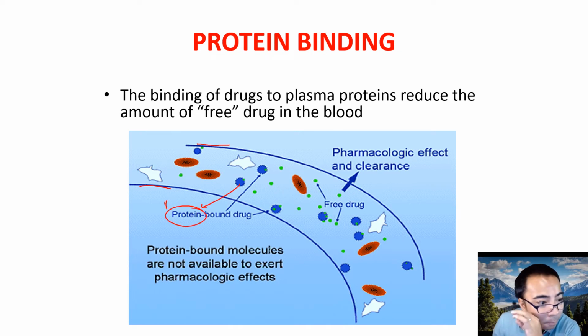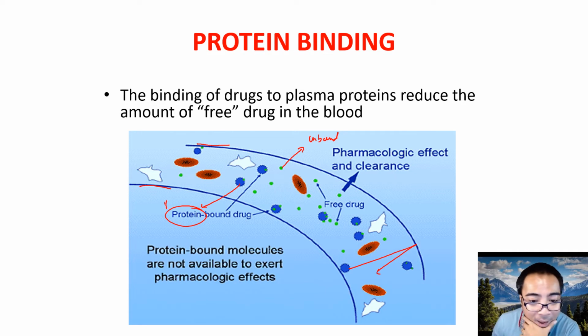So now, class, proteins are macromolecules, meaning these are large structures. Proteins, class, cannot leave the bloodstream because sobrang laki nila. A free drug, a drug in its unbound state, can easily leave the bloodstream. So since it's unbound, it can leave the bloodstream, it can distribute. Okay? Now, what if that drug is bound to a protein? Okay? Kinulong siya ng protein, kumbaga.